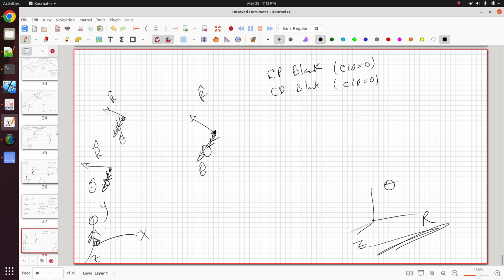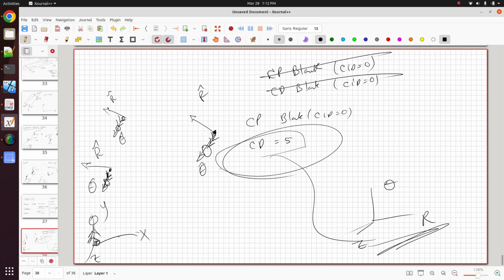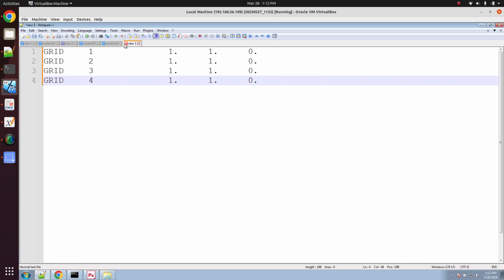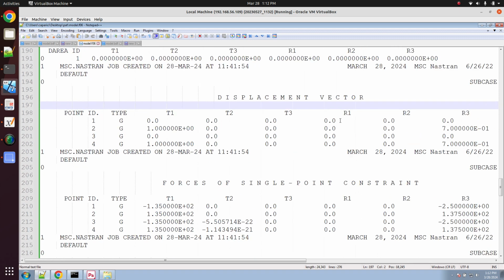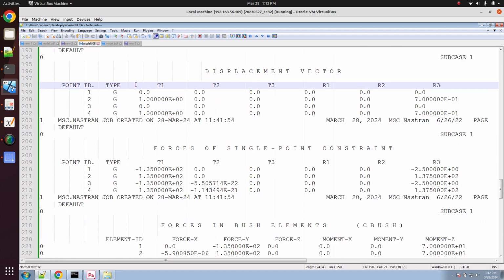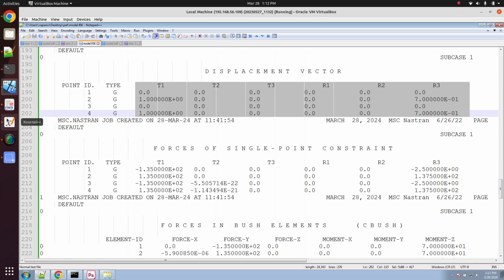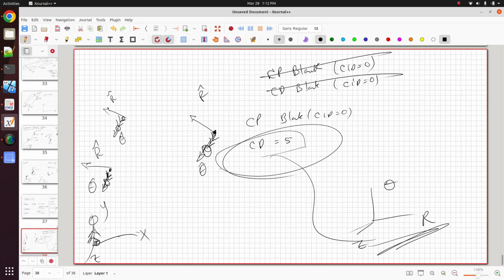So here's where I'm using CP blank. The default is 0, and CD has now been set to 5. So when you have CD equals 5, these deflections, if you will, are going to be observed in these different unit vector coordinate systems, if you will.